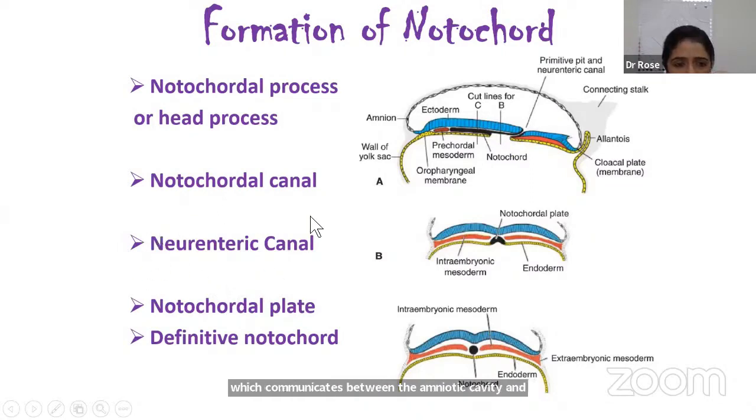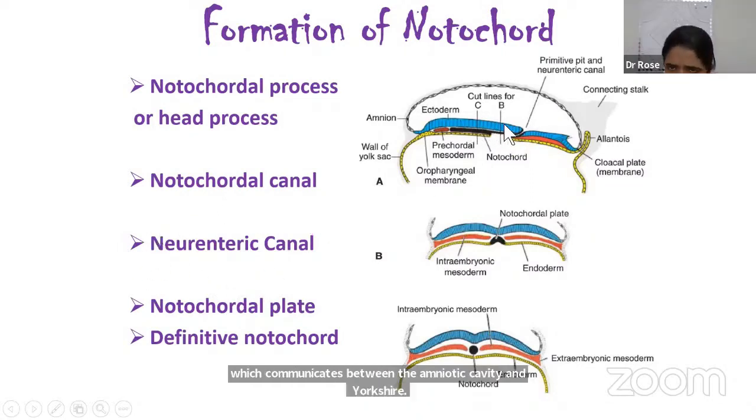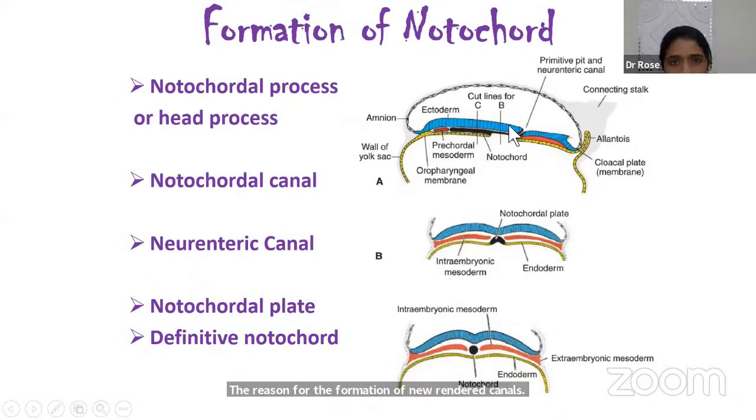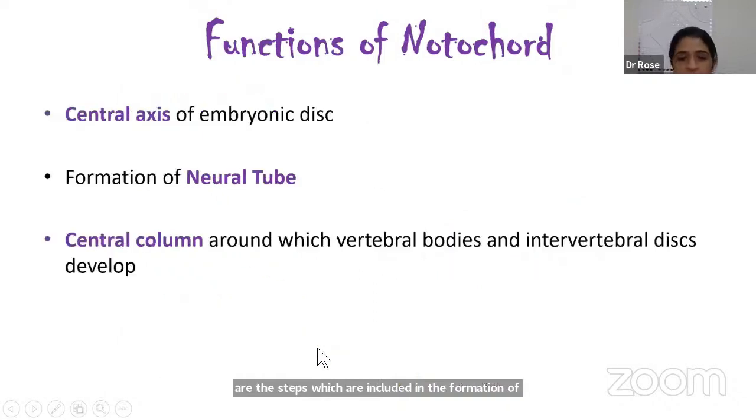The reason for the formation of the neuroenteric canal is this: this is the epiblast, and you have the neuroectodermal layer here, which means the development of the brain happens here, isn't it? Neural tube formation happens here. So in order to provide nutrition, we have the neuroenteric canal through which nutrition can be taken to the amniotic cavity so that it nourishes the neuroectodermal layer. Then you have the notochordal plate formed and finally the definitive notochord. So the steps are: notochordal process, canal, neuroenteric canal, notochordal plate and definitive notochord.